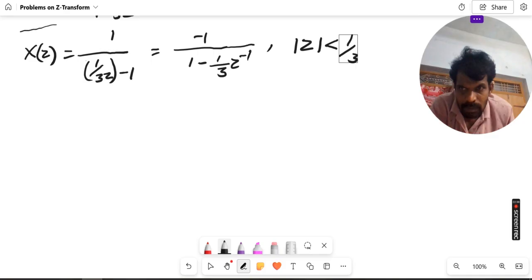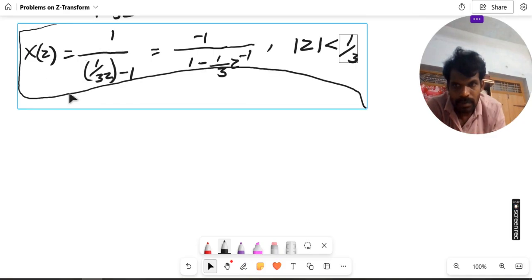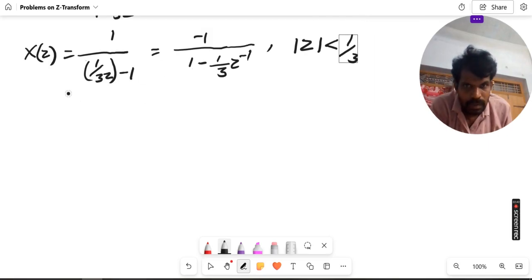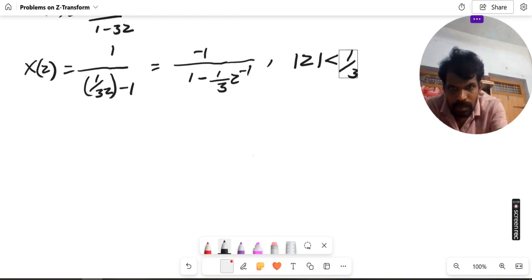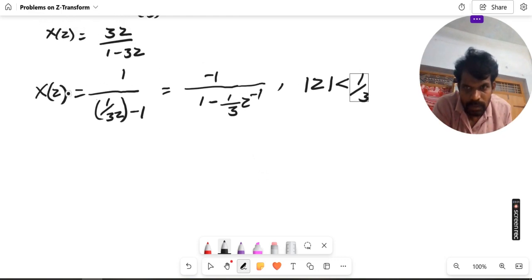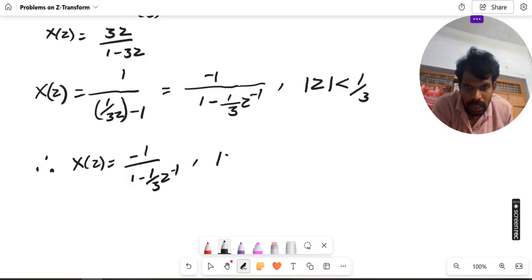Then only the denominator should not be 0, otherwise... so this one, therefore X of z is equal to minus 1 by 1 minus 1 by 3 z inverse, and ROC is mod z less than 1 by 3.